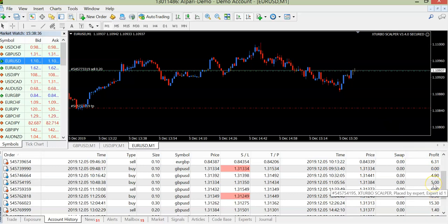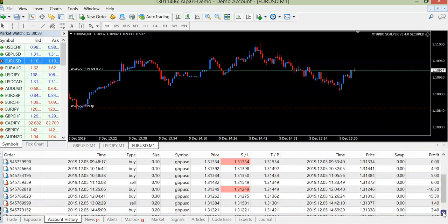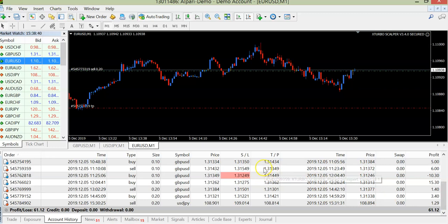Only two are in the second trade. So with this small lot size 0.10 until now, and the last 3 trades with 0.20, we made, in one day, not a full day, $60.